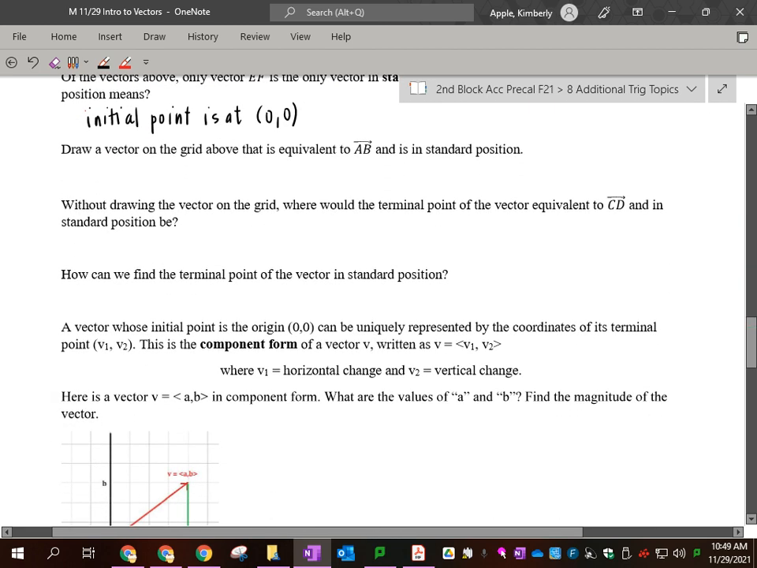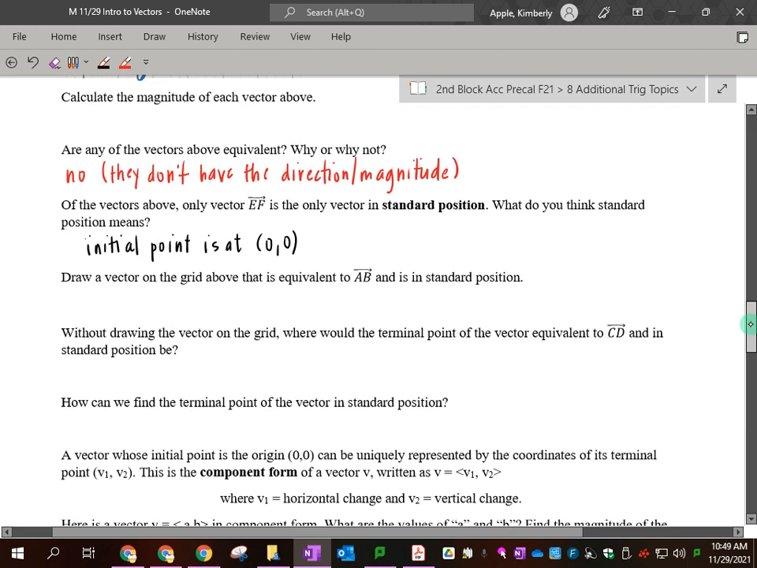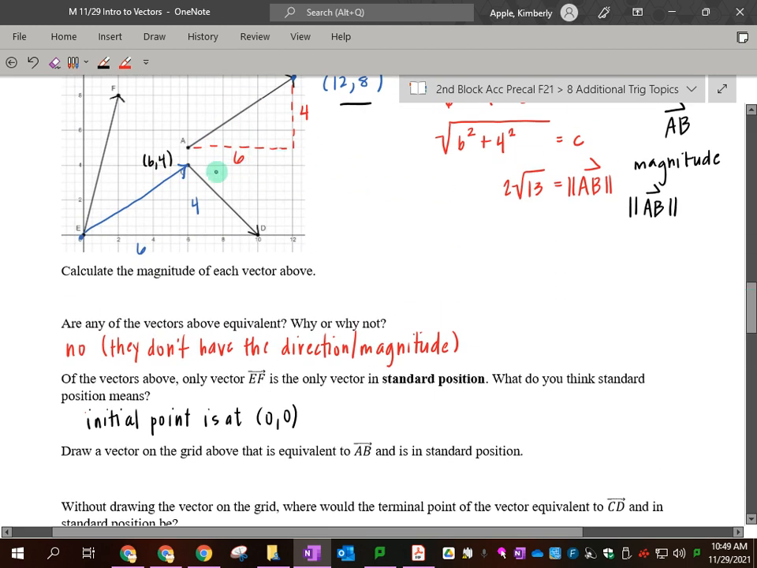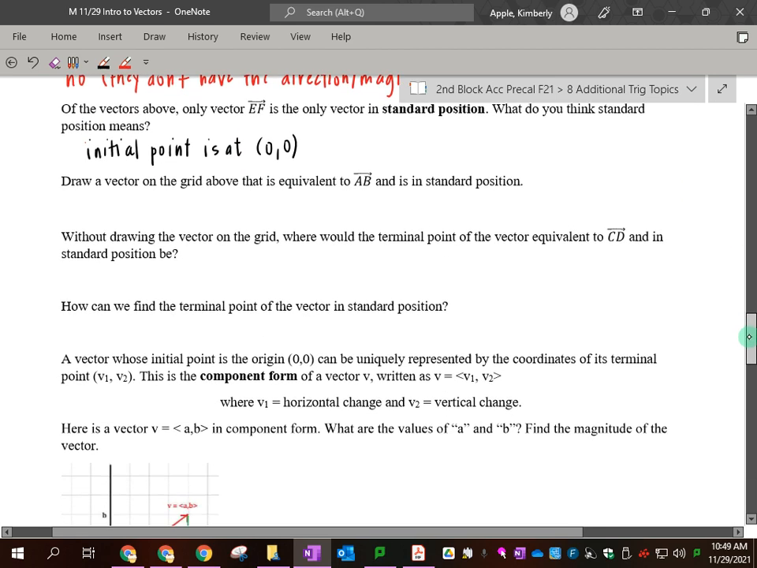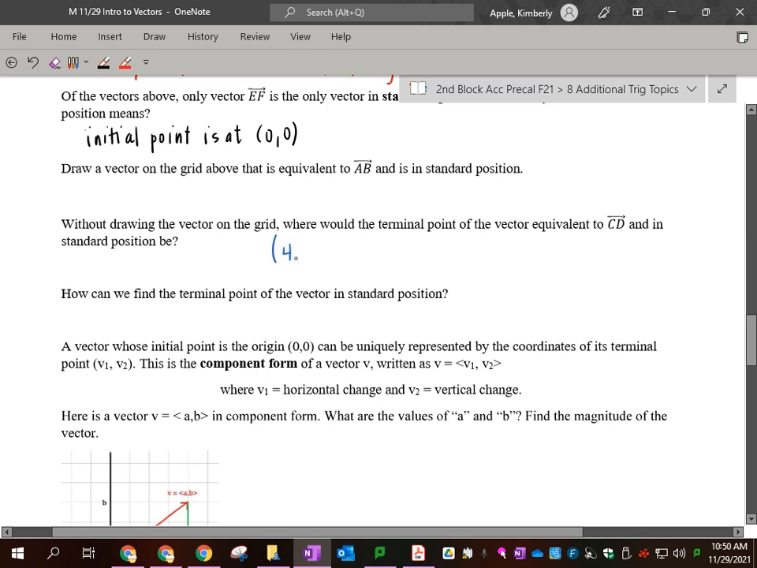Without drawing the vector on the grid, where would the terminal point for CD be if it was in standard position? So if this was (0, 0), to get to the terminal point, I would go over 4 and down 4. So that would actually be (4, -4).